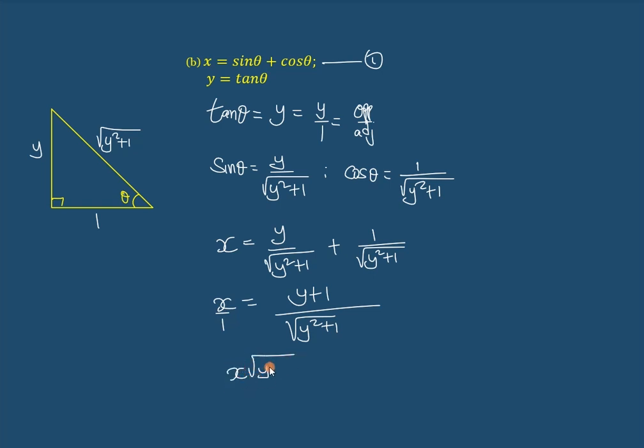X times y squared plus 1 is equal to y plus 1. And now from there, we are going to square both sides. And when we square both sides, the root of this one will go away. And we have x squared into y squared plus 1 equaling to y plus 1, everything squared. That is the solution. We have eliminated theta from these two equations.